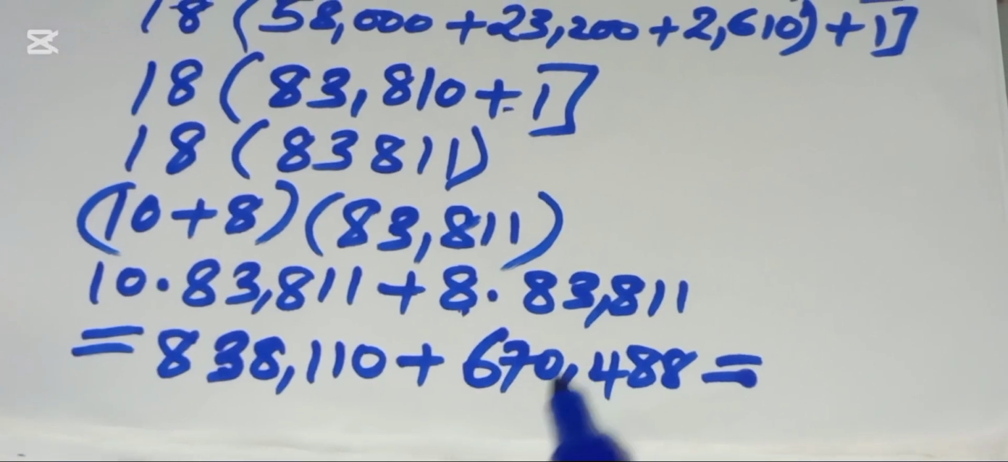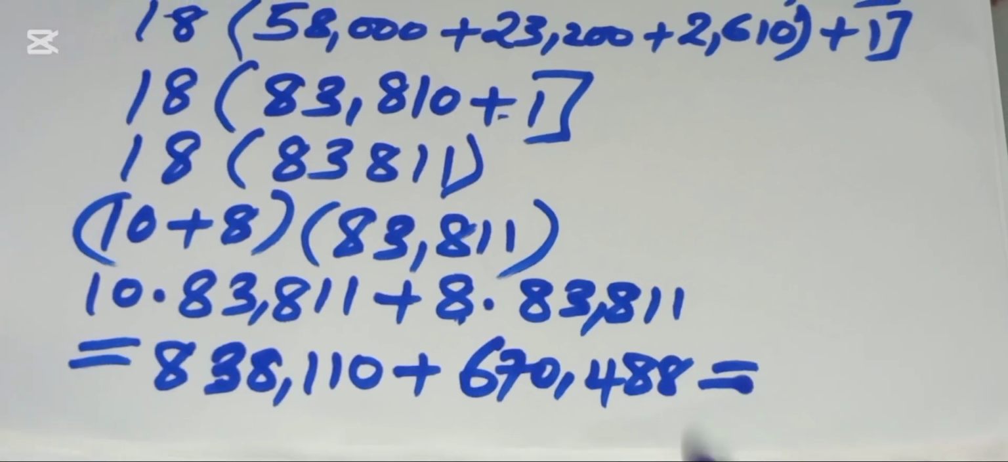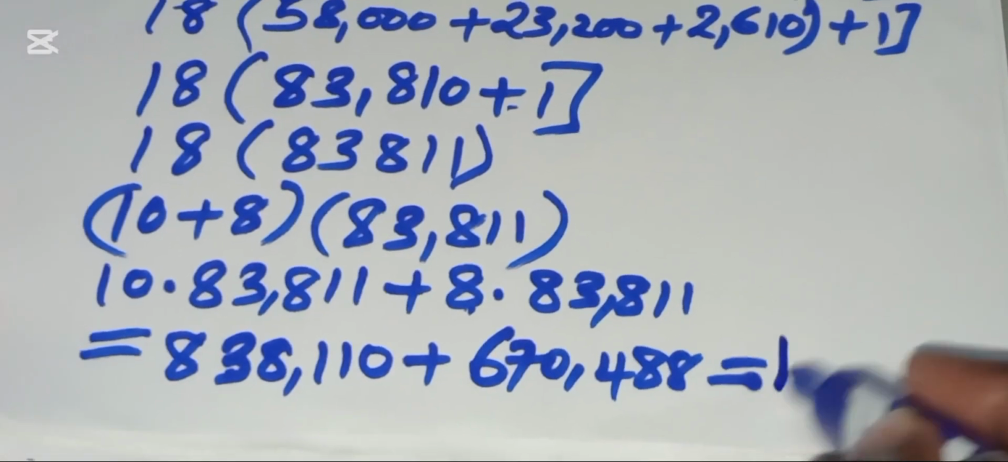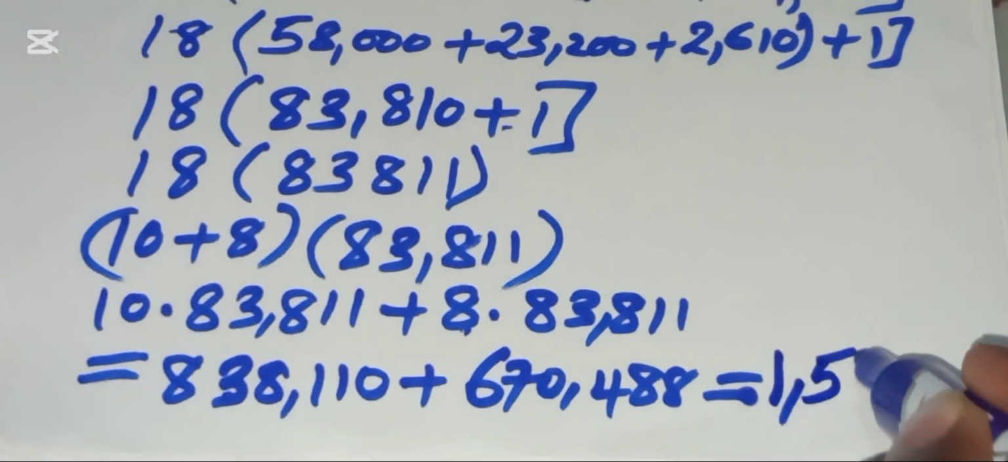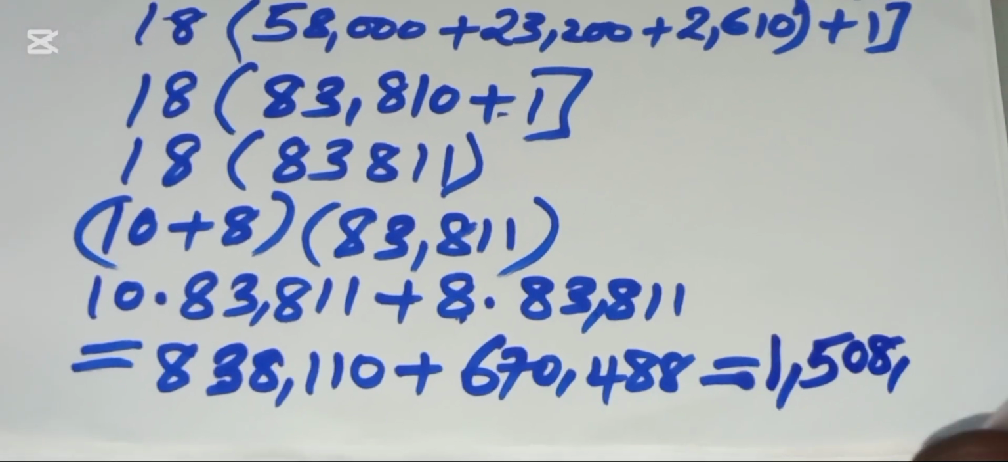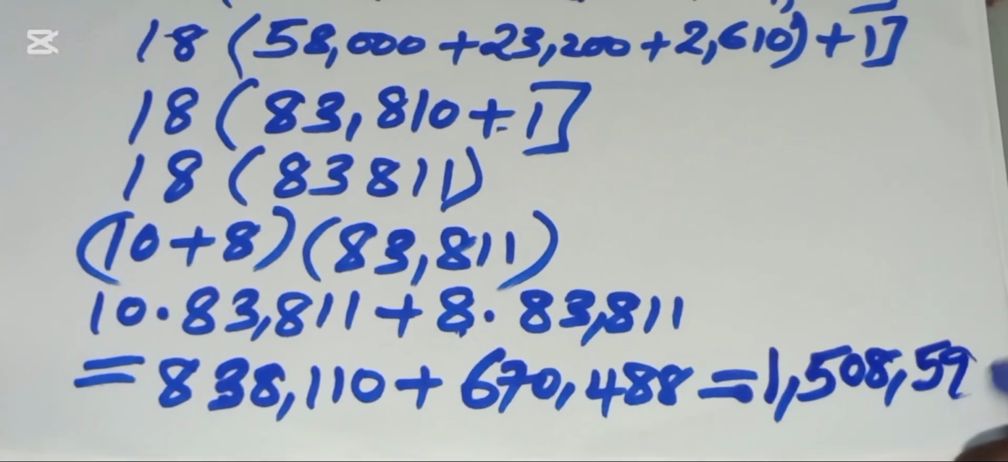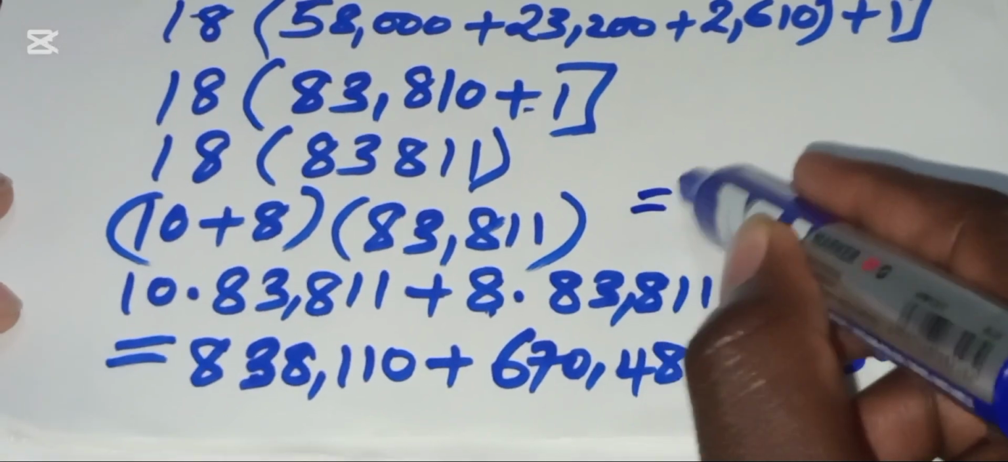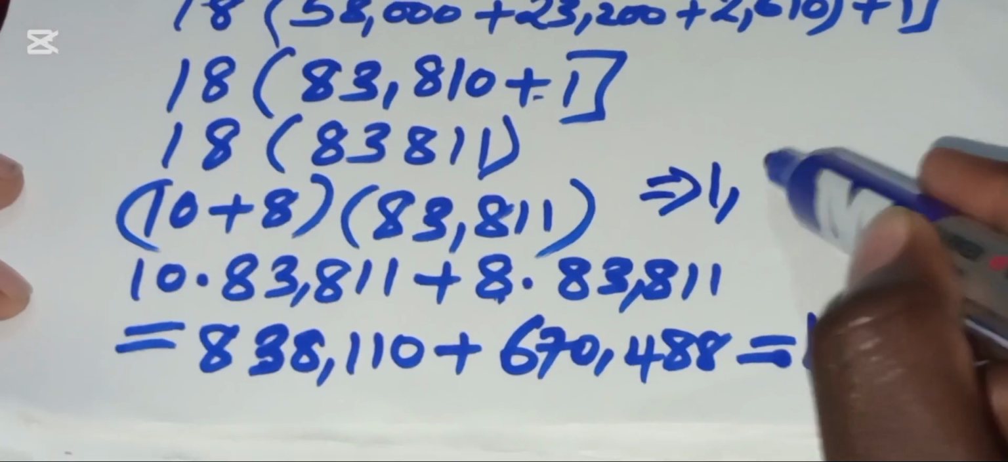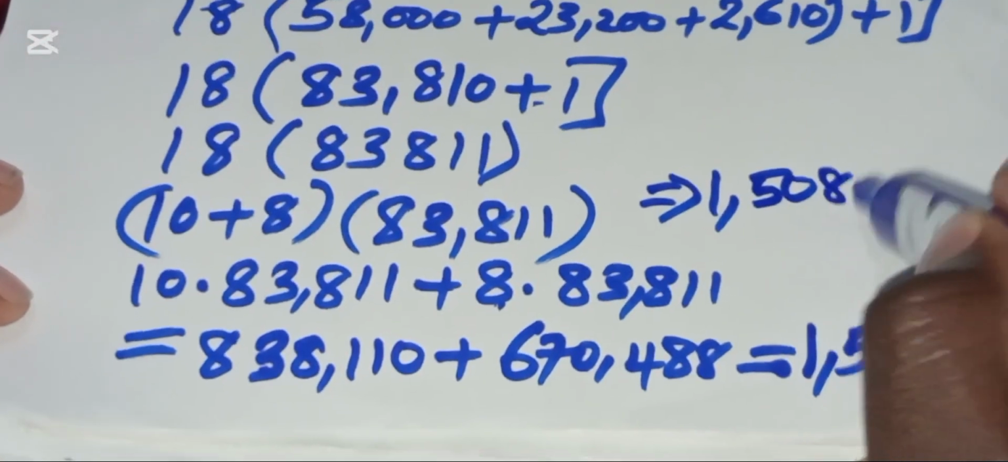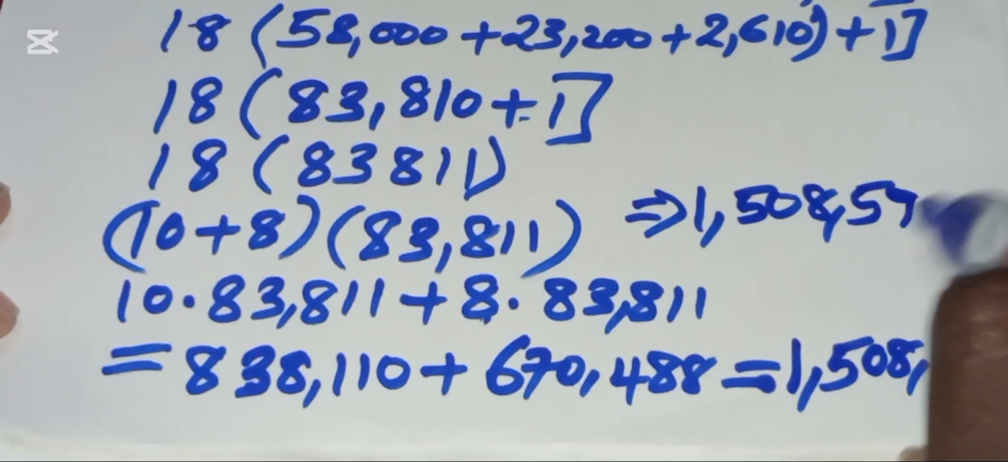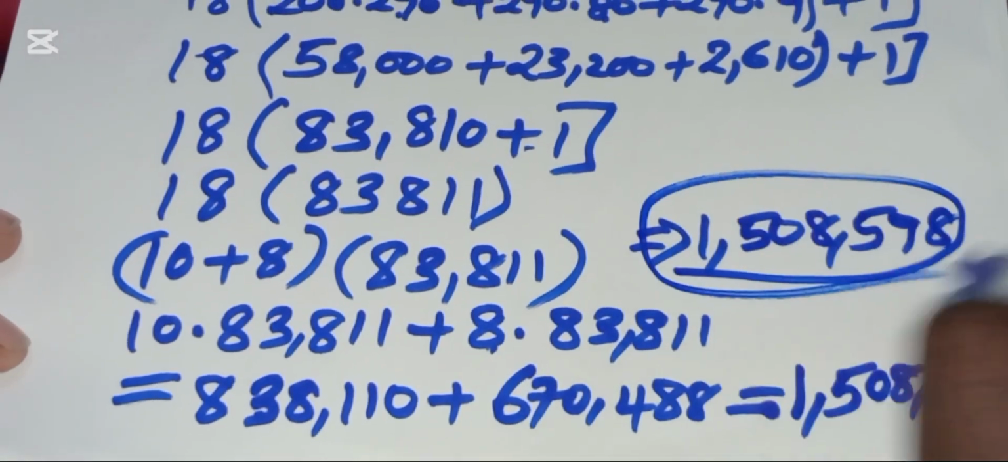now this is 838,110 plus 670,488. This is actually equal to 1,508,598. We have seen that the total here is 1,508,598, okay. So this is the solution.